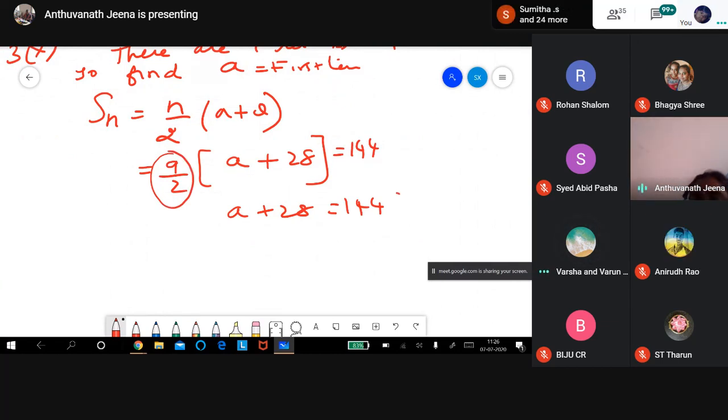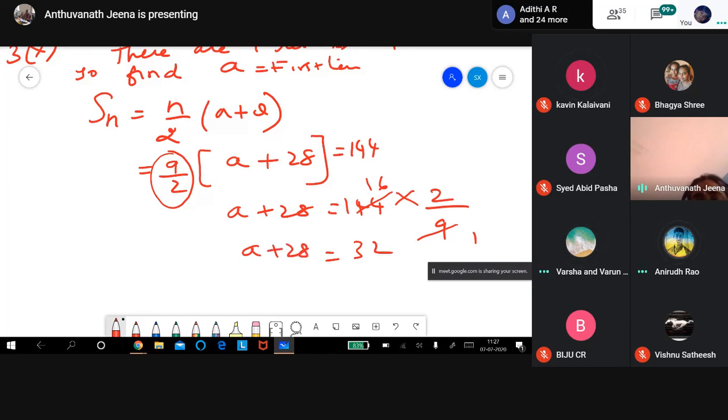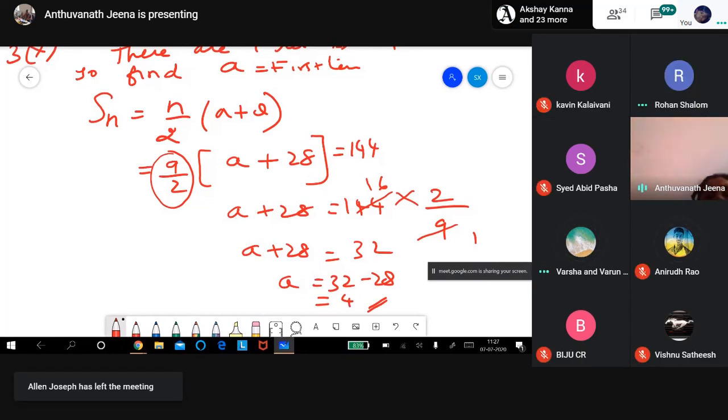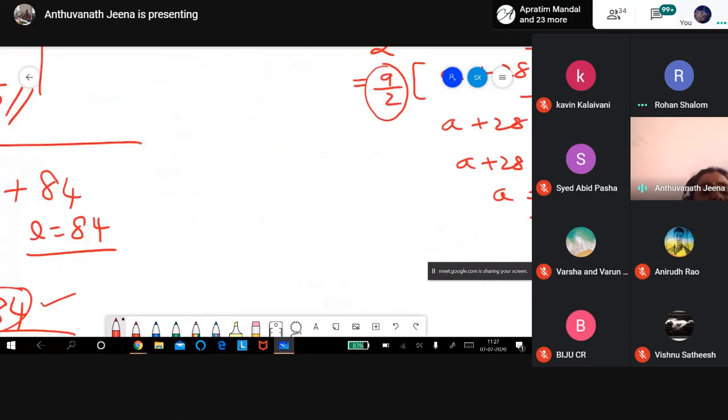It becomes 2 by 9 across the equal sign. Reciprocal. After that, you cancel. 9 ones are 9, 9 sixteens are 144. 16 twos are 32. So A plus 28 is 32. A is equal to 32 minus 28. Answer is 4. So the question is over, because what is asked you find out straight away. That's all. Okay, so now you can easily do third main.